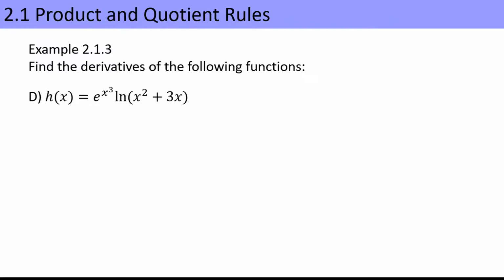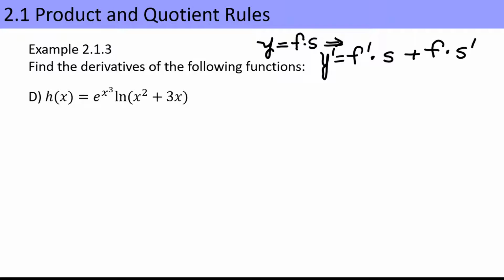Part D, h of x equals the product of e to the power of x to the power of 3 times the natural log of the quantity x squared plus 3x. This is still another product rule property, so let's write the product rule for differentiation. That is, and we'll just write it by memory, if y is equal to f times s, then the derivative of y is the derivative of the first function times the second, plus first times the derivative of the second.